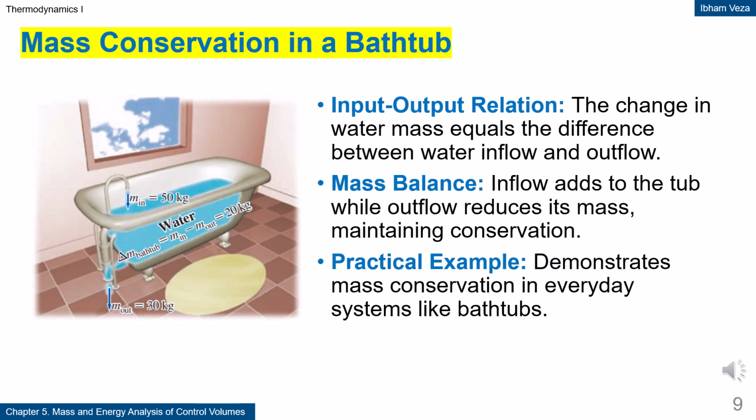Mass conservation in a bathtub. The bathtub example shows a simple application of mass balance. If the inflow rate is greater than the outflow rate, the mass of water in the tub increases. If the outflow rate is greater, the mass decreases. The change in mass inside the system always equals the difference between inflow and outflow. This example helps visualize the control volume concept intuitively.